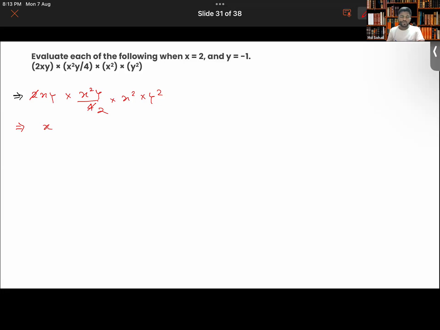No, the power is wrong here. x raised to the power 5. How many x's are there here? This x has power 1, this one has power 2, and this one has power 2. And y raised to the power 3? Arham, is that correct? What would be the power of y? Is it 3?